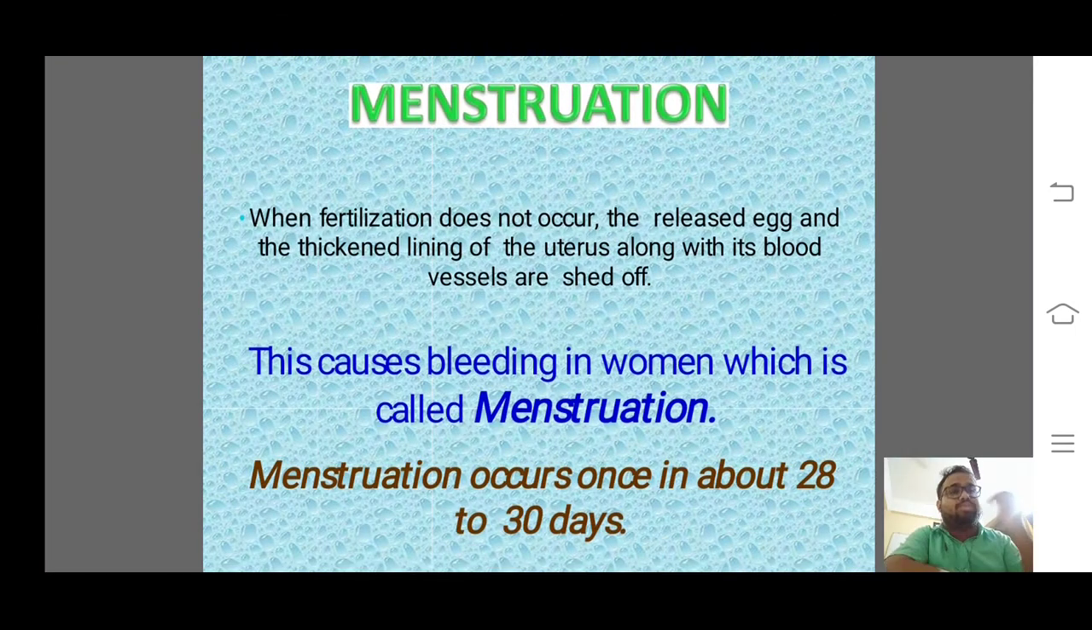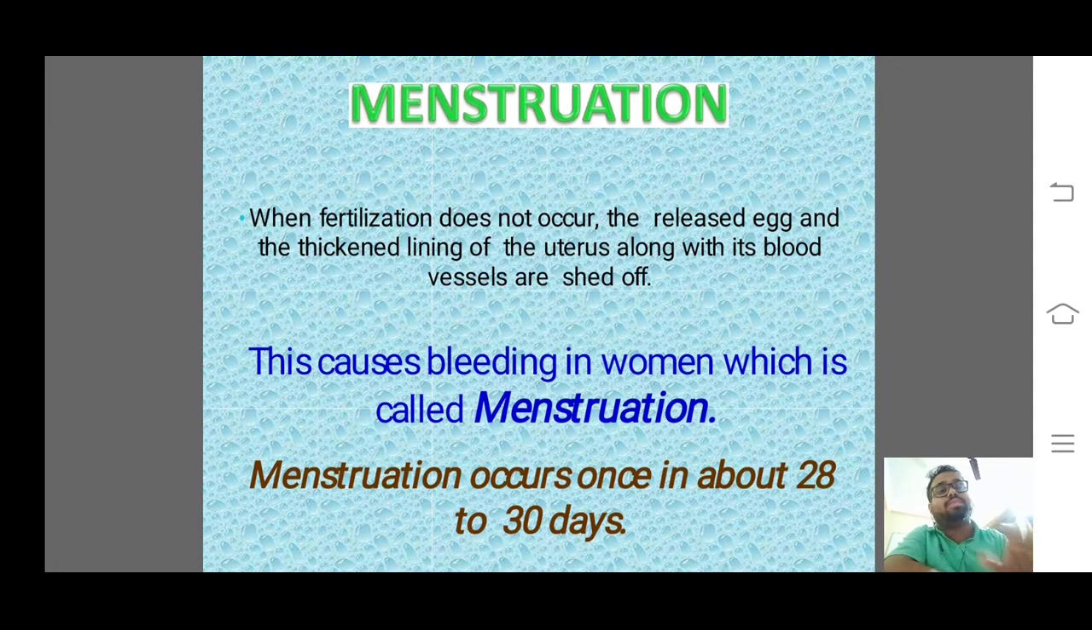When fertilization does not occur, the released egg and the thickened lining of the uterus along with the blood vessels are shed off. This causes bleeding in women, which is called menstruation. Menstruation occurs once in about 28 to 30 days. That's why sometimes we call it a period. Why? Because it repeats itself after a certain period. So this is the thing which we discussed in the last class.